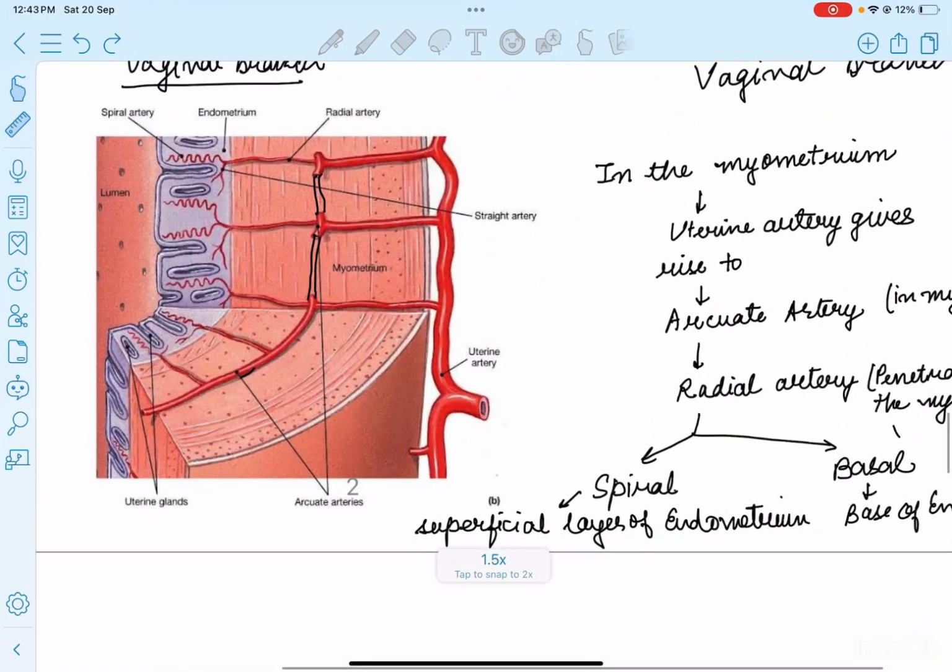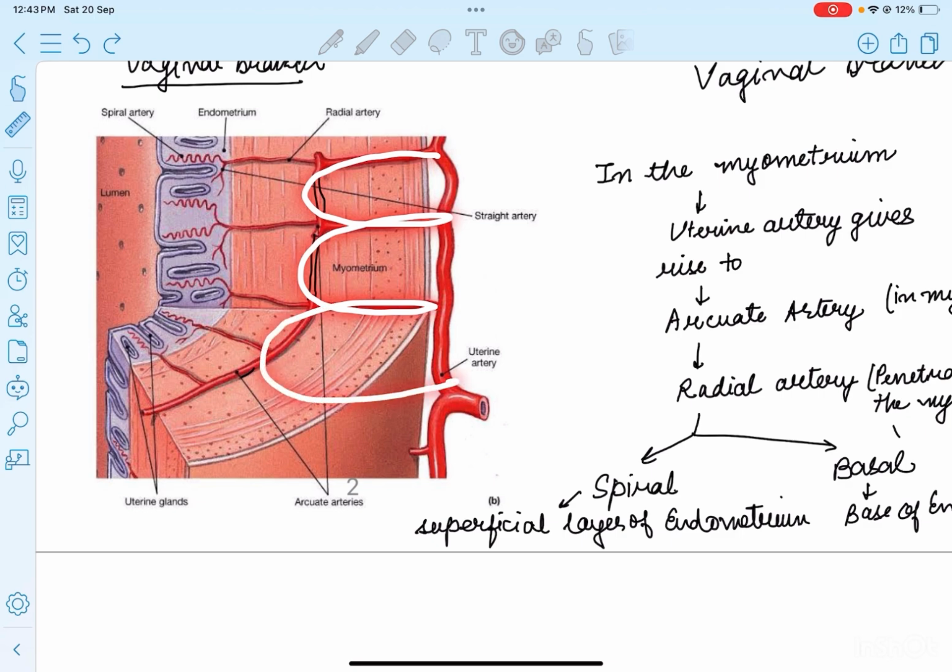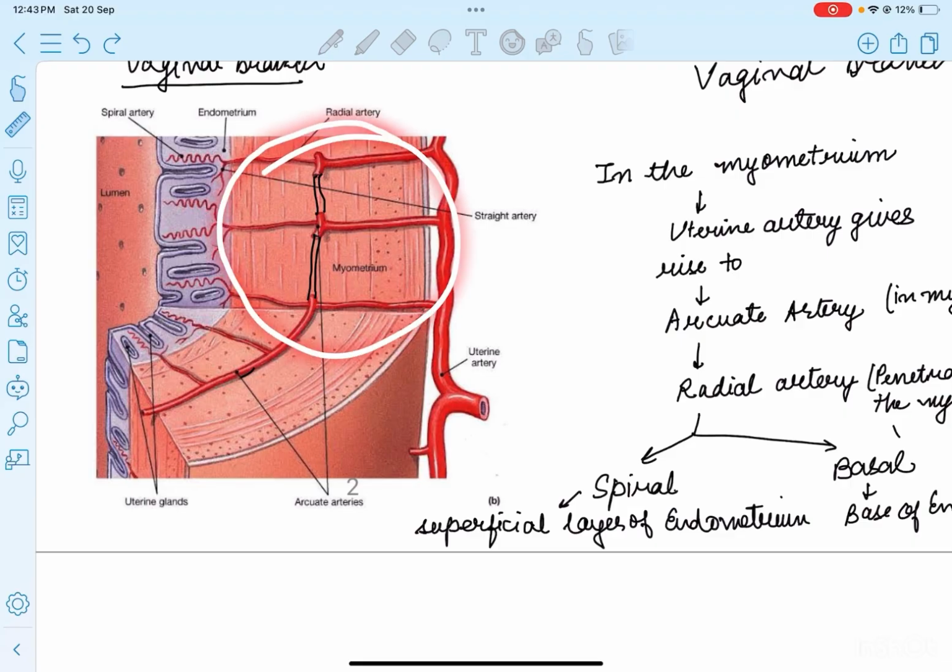The uterine artery enters the uterine wall perpendicularly. In the myometrium, uterine artery gives rise to arcuate artery. This is the myometrium. You can see that these uterine arteries are making an arc like this. So it is known as arcuate artery. Okay. So the arcuate artery will be present in the myometrium.